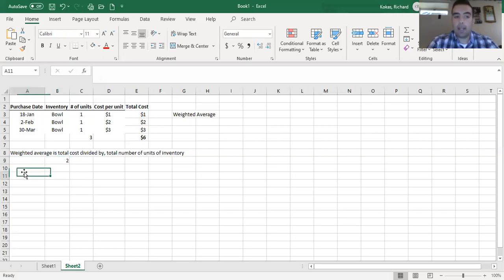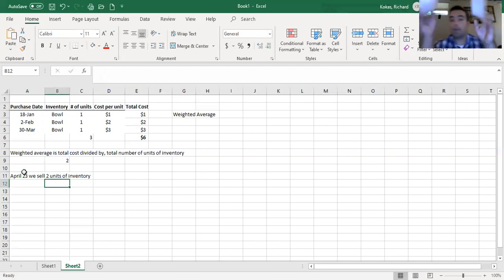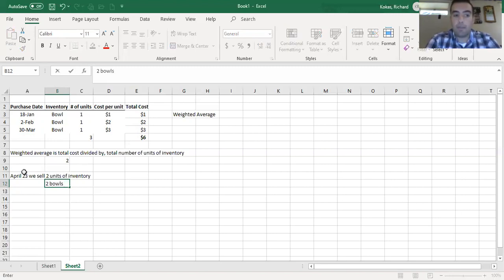Now, to wrap things up, on April 23rd we sell 2 units of inventory. Whatever 2 units we grab, again, 2 random bowls, doesn't matter the date on them. For weighted average, we grab 2 units, so 2 bowls. We're going to pretend we're done caring about what the specific costs were. We're going to pretend they each cost $2, the weighted average. 2 bowls at $2 each. So if we sell 2 bowls at $2 each, that's a cost of goods sold of $4.